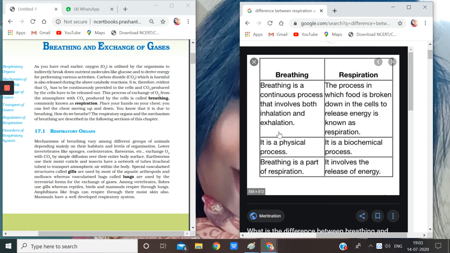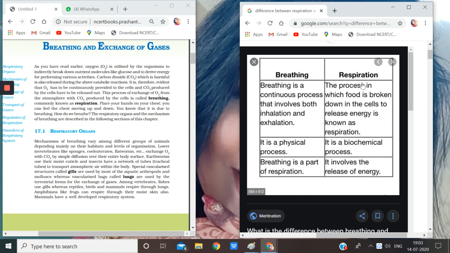Now you see on my screen, breathing is a continuous process that involves both inhalation and exhalation. Now what is inhalation, kids? Inhalation means when you breathe in. When you breathe in air, that is inhalation, and when we breathe out air, that is exhalation. So a simple process, inhalation and exhalation.